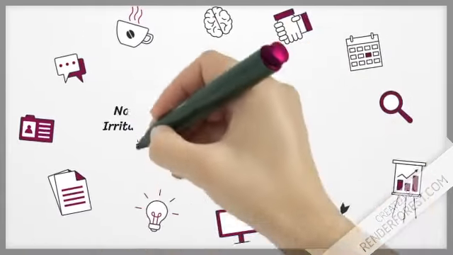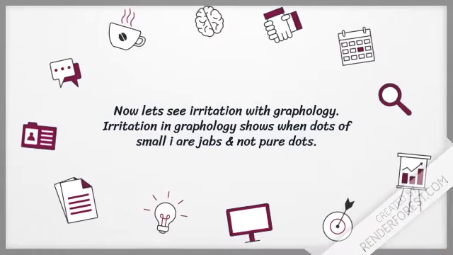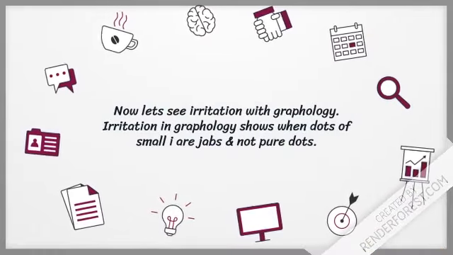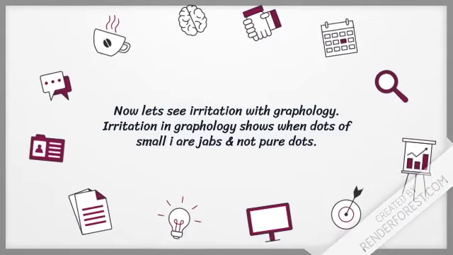Now let's see irritation with graphology. Irritation in graphology shows when the dots of small i are jabs and not pure dots.